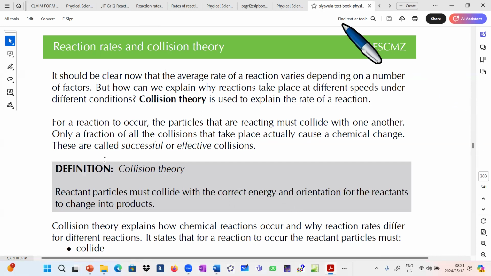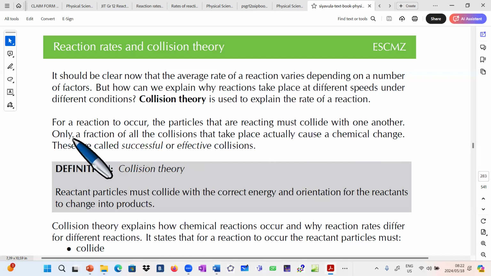For a reaction to occur, the particles that are reacting must collide with one another. Only a fraction of all the collisions that take place actually cause a chemical change. So there have to be collisions for a reaction to occur, but only a fraction of all the collisions that take place actually cause a chemical change.